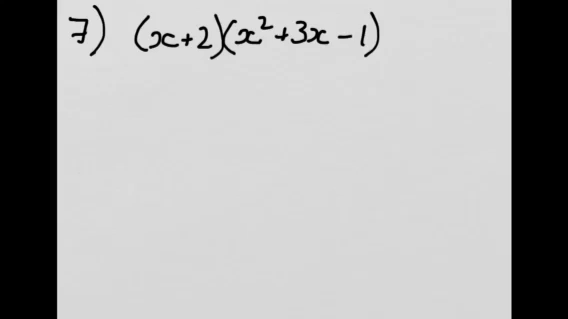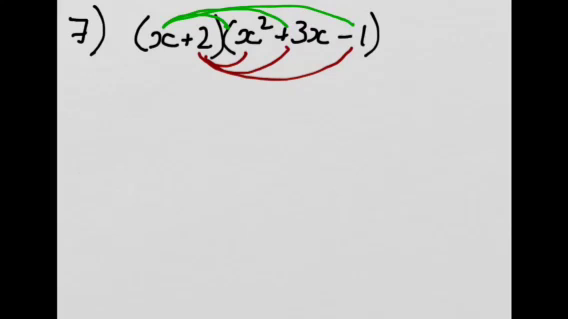Now you have to multiply each term in the second bracket by x, and that will give you 3 answers. And then you multiply each term in the second bracket by positive 2, and that will give you an additional 3 answers. So what you'll have in the second line is 6 different terms. Then you'll tidy it up, collect your like terms and fully simplify.